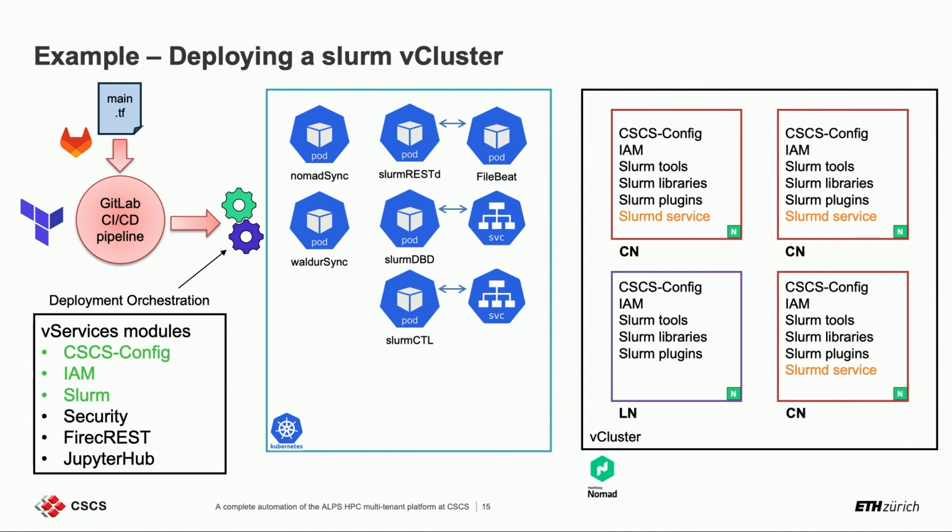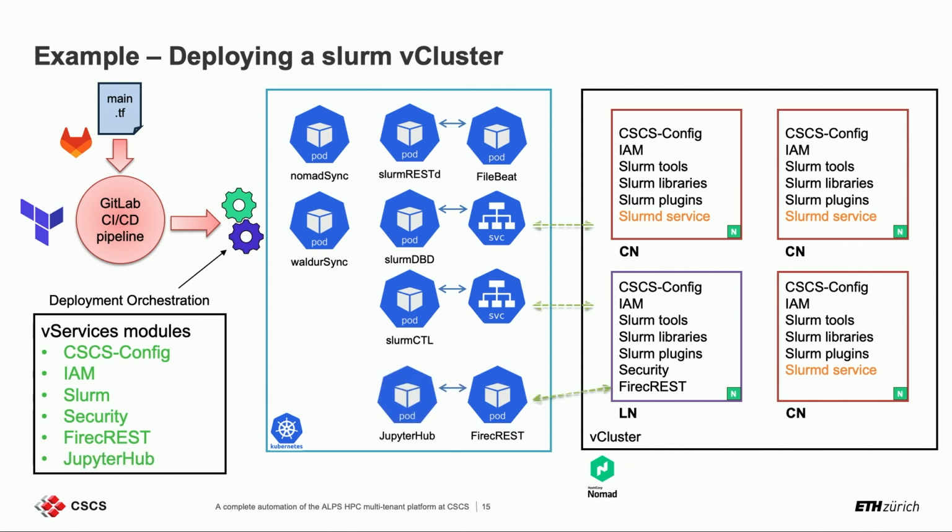We can also deploy, for example, a security application on login nodes separately. We can deploy an API like FileCrest, with the part on Kubernetes that handles and manages the requests from outside. But we can also deploy, for example, JupyterHub directly on Kubernetes without involving nodes. And all of this is done in a single repository and always in the same way.